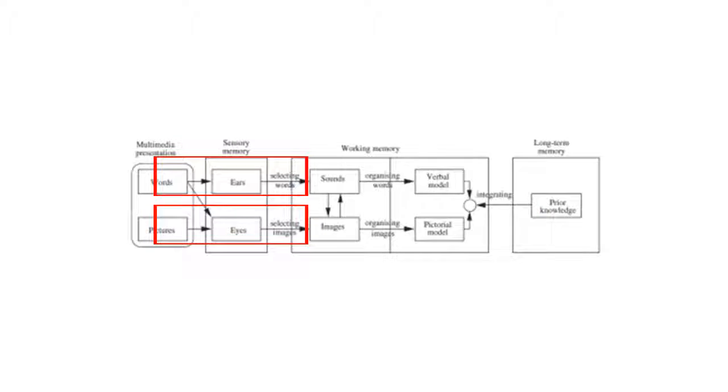Next, the coherence principle states that people learn better when extraneous words, pictures, and sounds are excluded rather than included. The principle facilitates sensory processing by directing selection. Evidence supporting coherence principle reflects 23 studies carried out between 1996 and 2008, demonstrating a median effect size of 0.86.